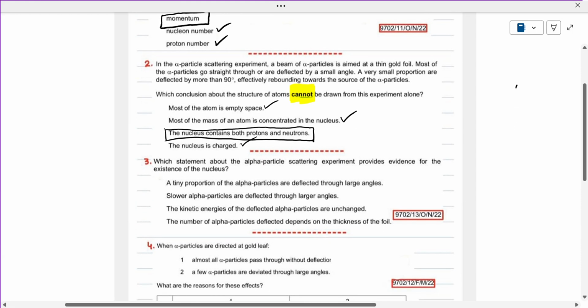Next: which statement about the alpha particle scattering experiment provides evidence for the existence of the nucleus?